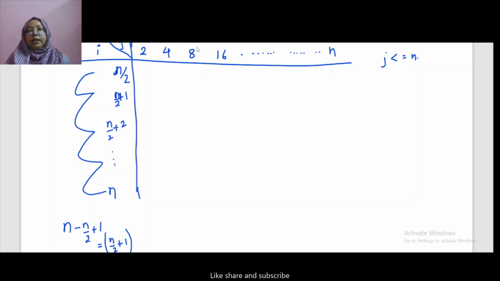And j, how will we find it? Since j is multiplied by 2 every time, we can find the log n of this. You can see it is a GP series. Let me write 2, 4, 8, 16, dot dot dot till n, and the number of terms we do not know. So let us say the number of terms is num.